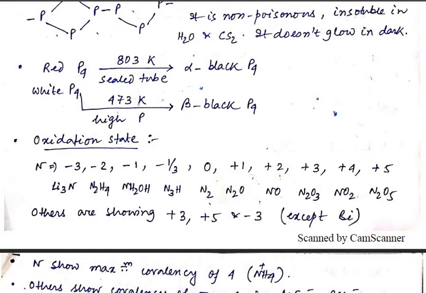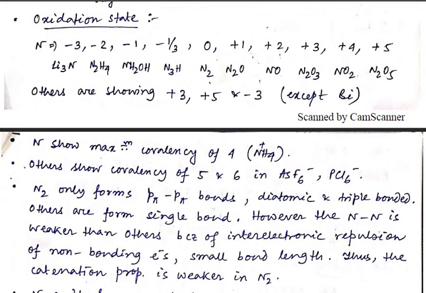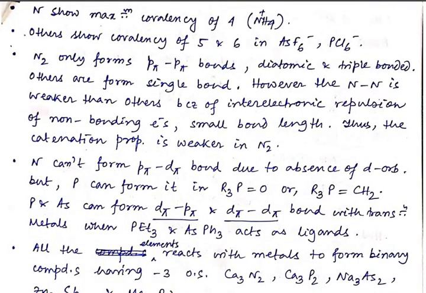Then the different oxidation states of nitrogen, like it can be spread from -3 to +5 oxidation states, and what are the compounds related to it. We have already discussed these things. And in case of the other congeners of group 15 elements like phosphorus, arsenic, antimony, bismuth, what are the oxidation states of them? These things we have taught.